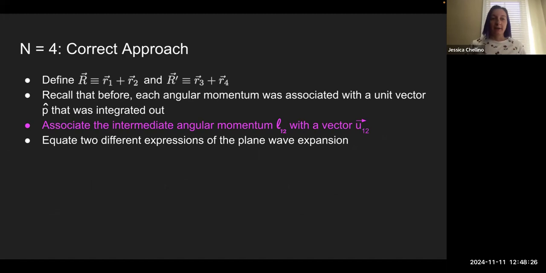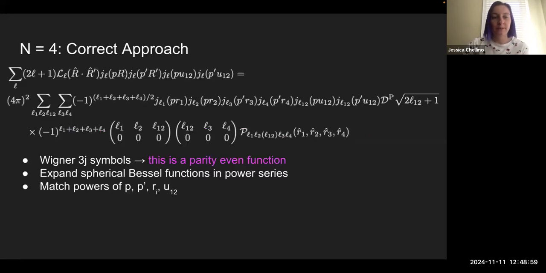So first, for the n equals 4 case, let's define two vectors r and r prime that depend on the vectors that are the unit vector arguments of the n equals 4 isotropic function. Now, in the approach we showed earlier, each angular momentum was associated with a specific unit vector. So let's do that for the intermediate momentum we need for the n equals 4 case as well. So we associate L12 with some vector U12. And now we can again take two different versions of the plane wave expansion and set them equal to each other. This is the result for that approach.